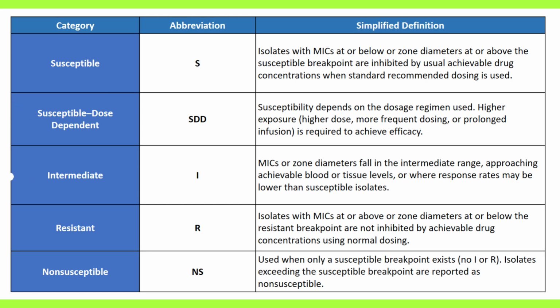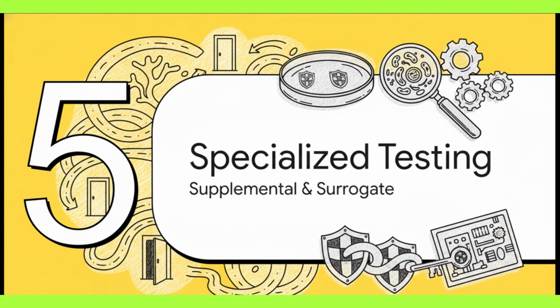The other two big ones are intermediate, which is kind of a buffer zone where the outcome's a little uncertain, and resistant. And that's a very clear signal that the drug probably isn't going to work and you're likely to see clinical failure. Now, as we know, not all resistance is simple. Sometimes you have to do some extra digging.